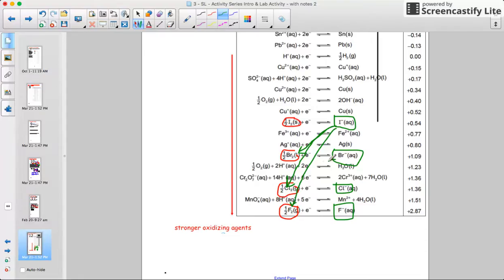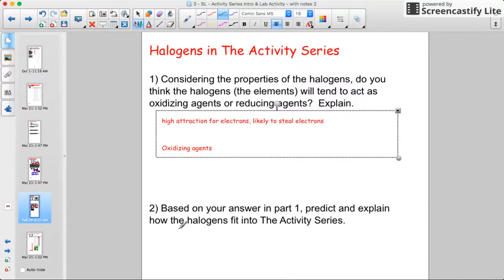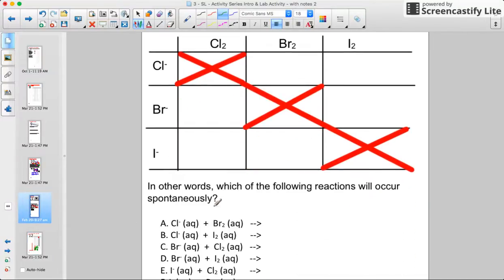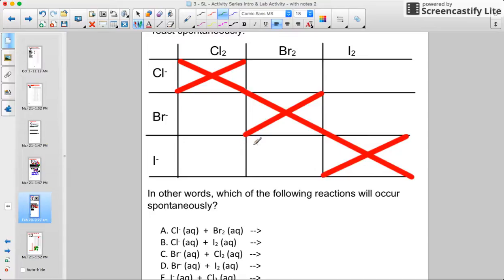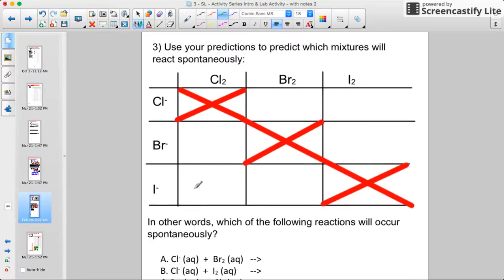The bromine ions, the bromide ions, should be able to react with chlorine or fluorine, and the chloride ions should only be able to react with fluorine below it. And so any of the other combinations going up the series should not take place. So if we go back to this one and we think about our reactivity series, the I- should react with both of these things, and the Br- should only react with chlorine below it and not the iodine that is above it. And the chloride ions should not be able to react with either of these two elements.